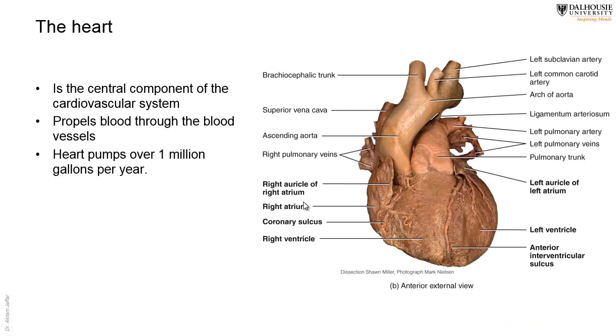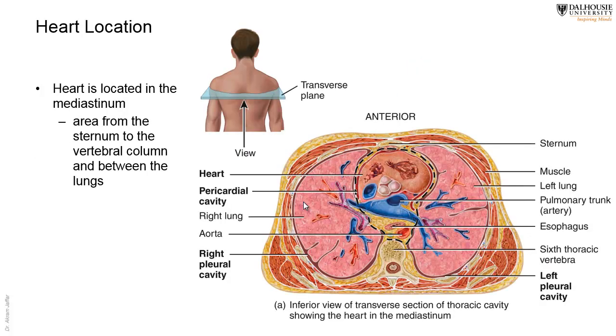So the heart is the central component of the cardiovascular system, and it propels the blood through the blood vessels. It receives the blood from great vessels, as we will see, and then it propels the blood to the great vessels like the aorta and the pulmonary trunk, and it's working 24/7. It pumps over 1 million gallons of blood per year.